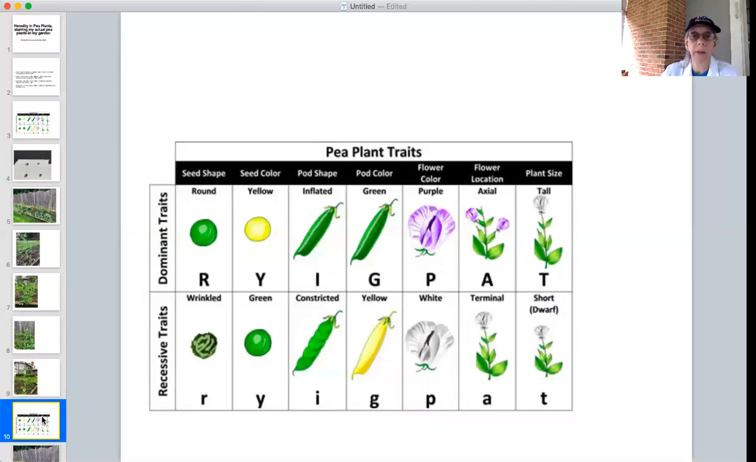All right, where we see flowers now, we will eventually see pods. And they will be green or yellow. And they will be inflated or constricted. And when the peas inside are fully grown and we pick them, we'll be able to see their color and their shape, just like the seeds we planted to grow them. And we will come back and we will look at that. That's going to happen a little later.